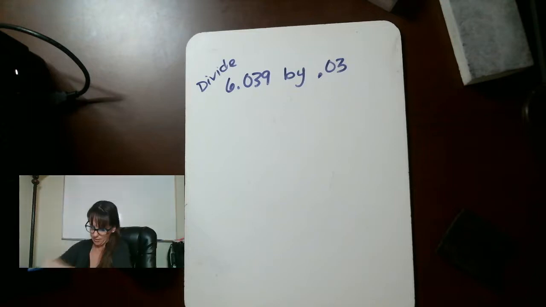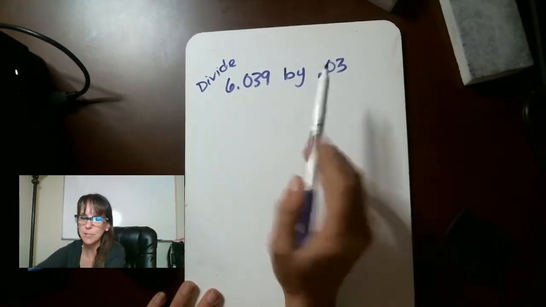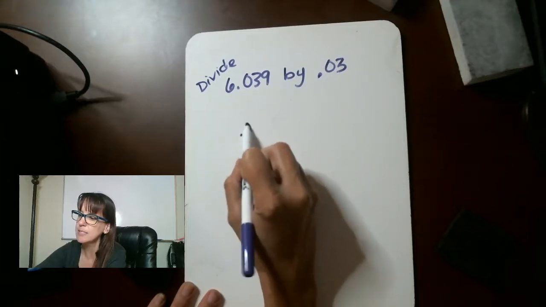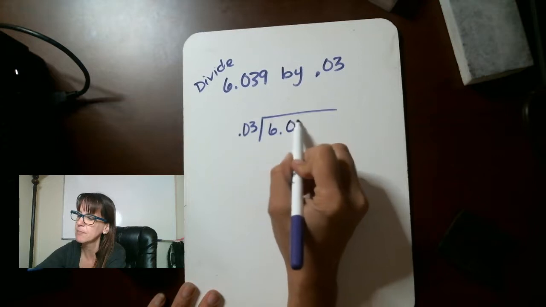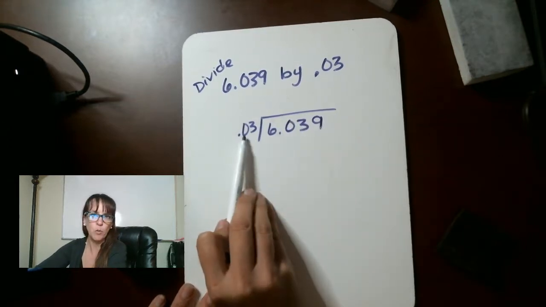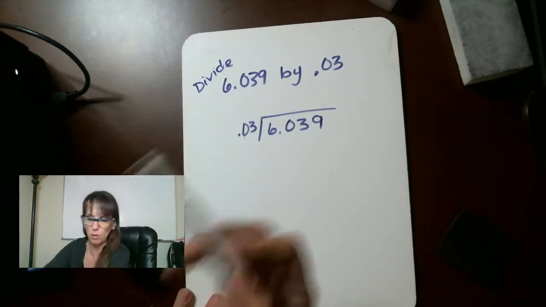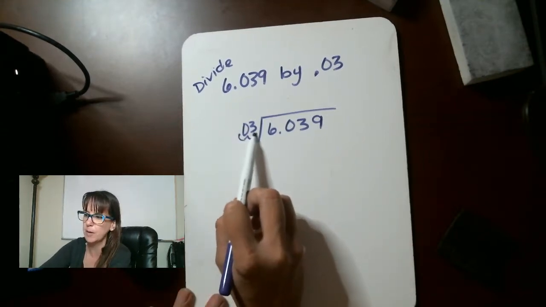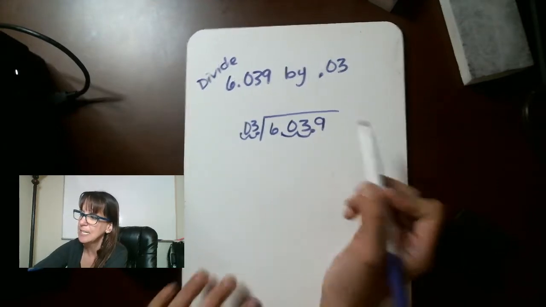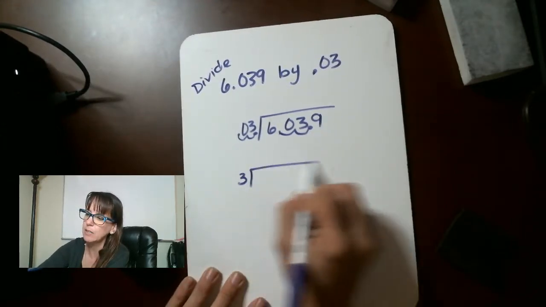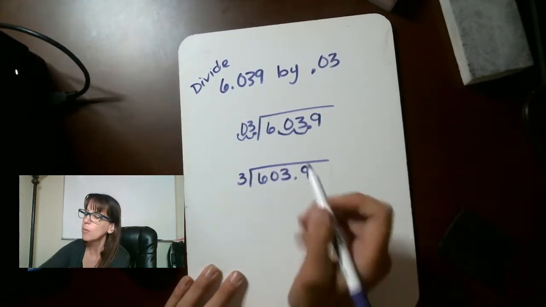Okay, so what we want to do is we're dividing this by that, so this guy is on the outside, 0.03. Then we got our table. This guy goes underneath the table. Now, over here, we can never ever have decimals, so we have to have a whole number. In order to get a whole number, I'm gonna move this over 1, 2 spots. If I do it to that guy, I gotta do it here, 1, 2 spots. So really the problem that I have now is 603.9, okay? We bring our decimal up.